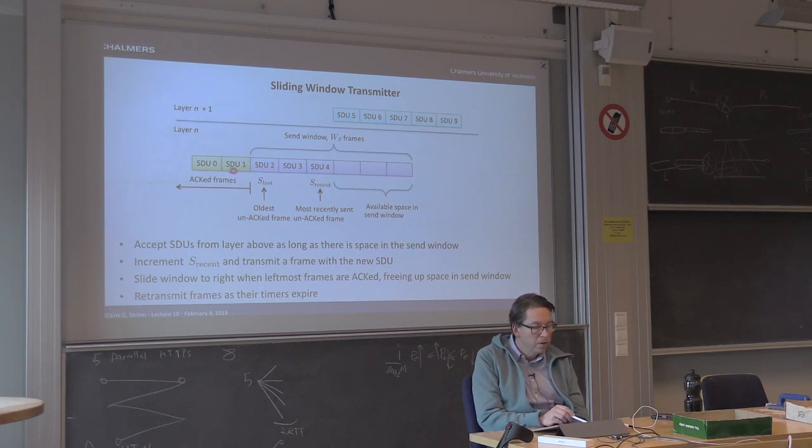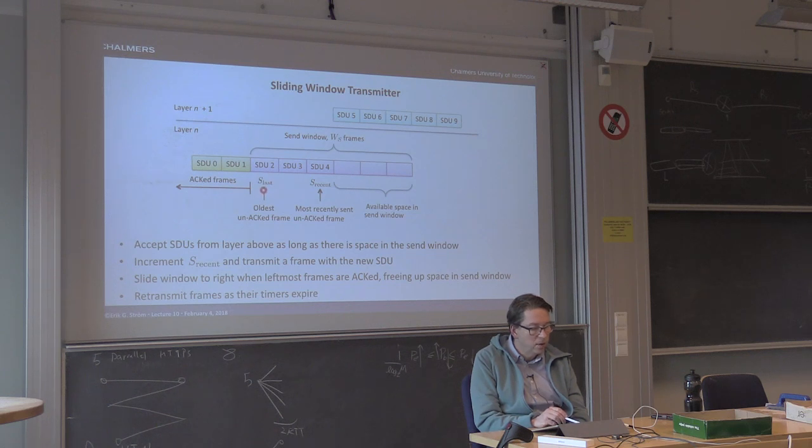The previous service data units it has received acknowledgements for. So the green ones here, the transmitter knows have been received, and it does not need to store them anymore. These are our previous frames that have already been transmitted and acknowledged and delivered.